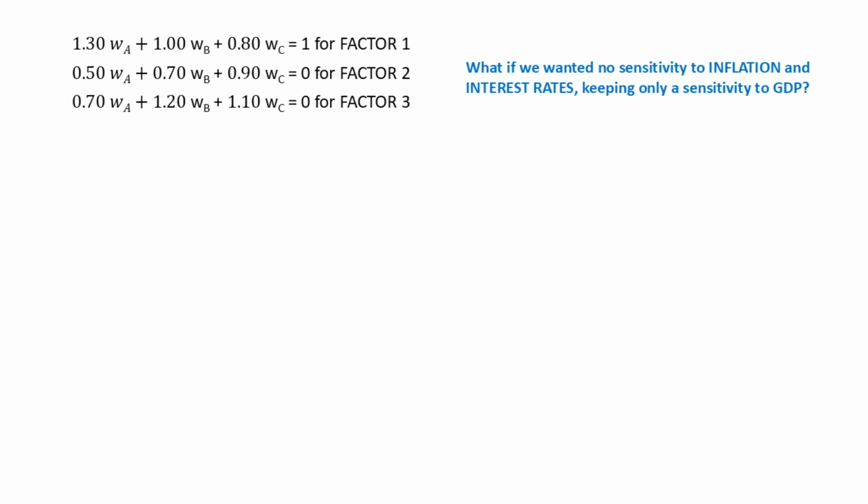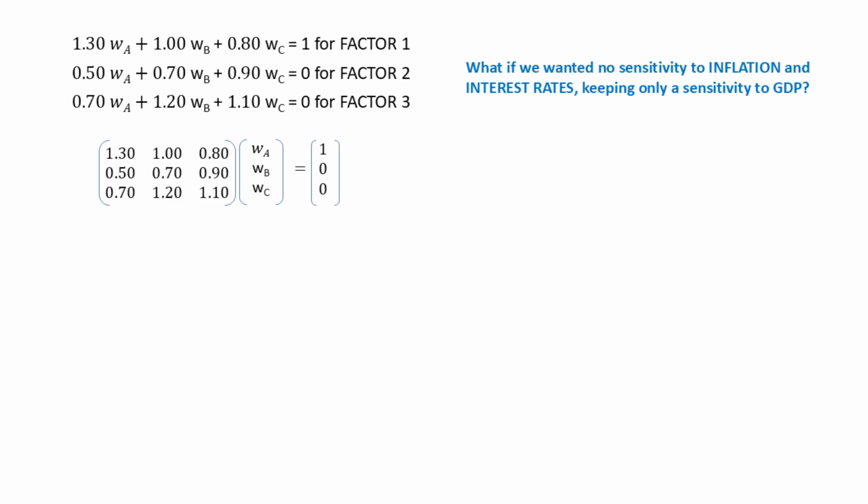What if we just wanted to have a factor sensitivity of 1 for factor 1 and 0 for other factors like inflation and interest rates, meaning we don't want to have any sensitivity to interest rate movements or inflation rate? Therefore, we want to create this portfolio using portfolios A, B, and C such that a mix of these 3 portfolios will give us a factor sensitivity of 1 to GDP and 0 to the other 2 factors if we were doing a macroeconomic factor model.